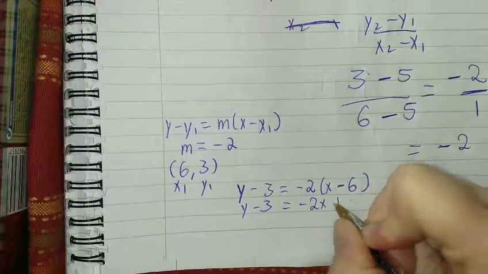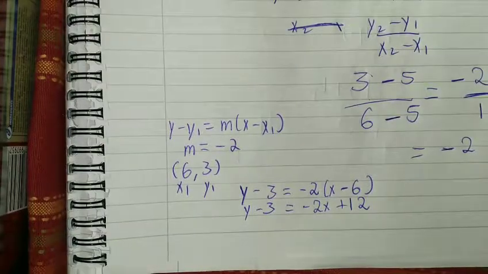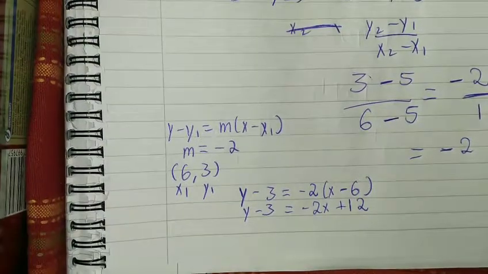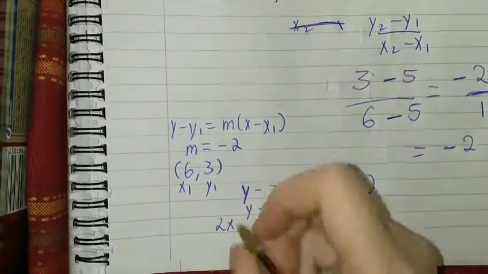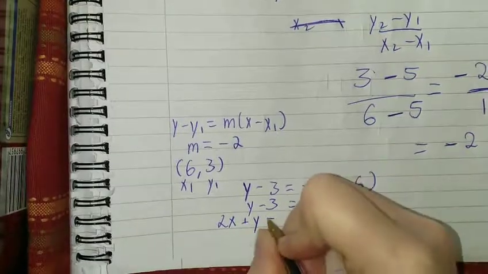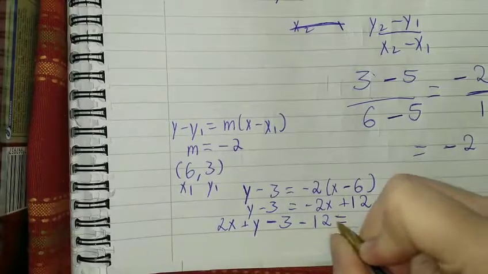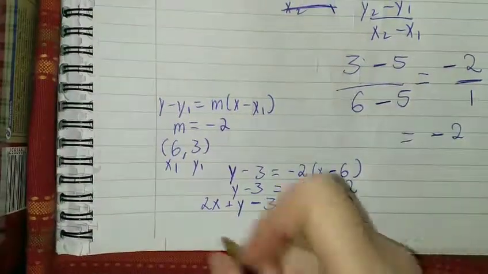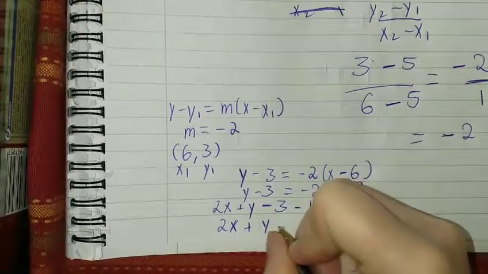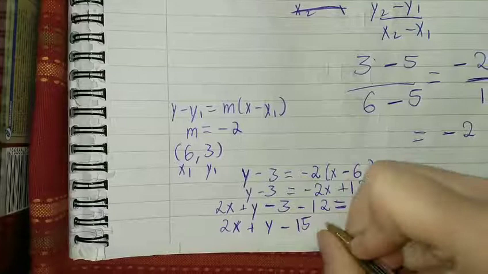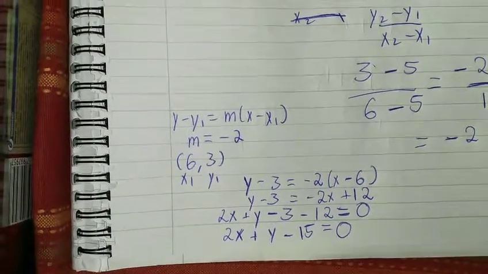minus 2x plus 12. So we're getting everything on the same side, and we might do it with the positive x. So we can move everything to this side. So 2x plus y minus 3 and then minus 12 equals 0. So then if we tidy that up, it'll be 2x plus y and then minus 15 is equal to 0. So that is the equation of our line BC.